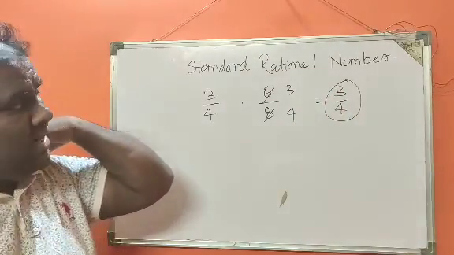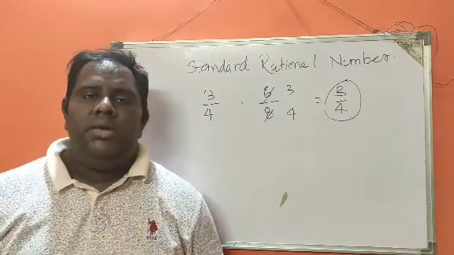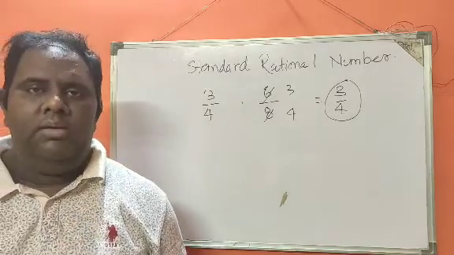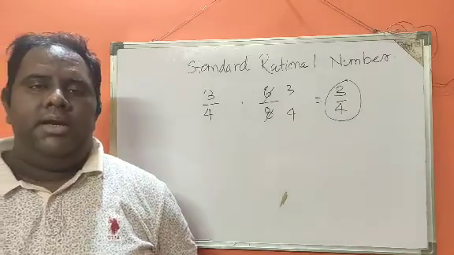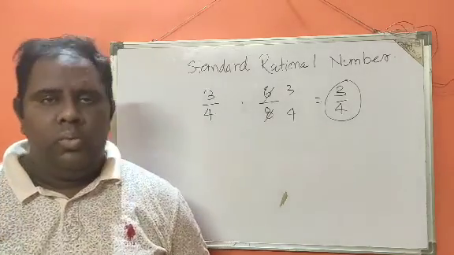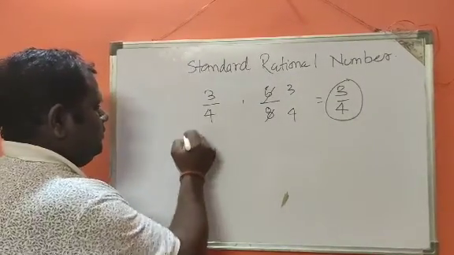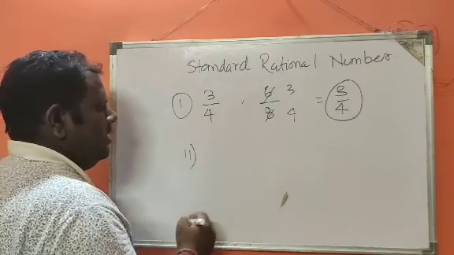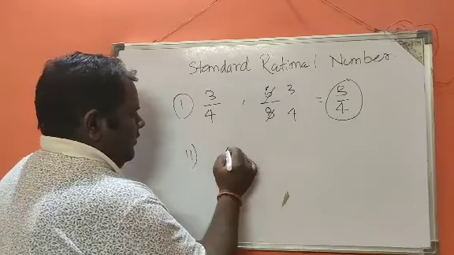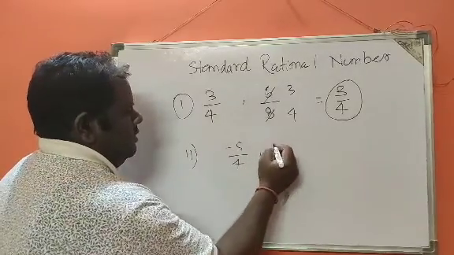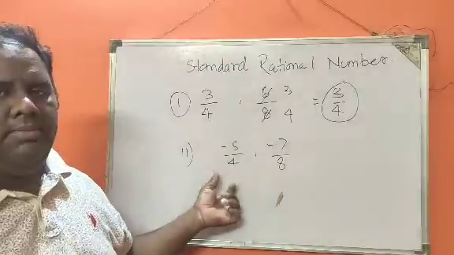So for standard rational numbers there are two things we have to consider. In numerator and denominator there should not be any common factor other than 1. This is the first one. The second thing is that the numerator will always be positive, 5 upon 4, minus 7 upon 8. This is the standard rational number.